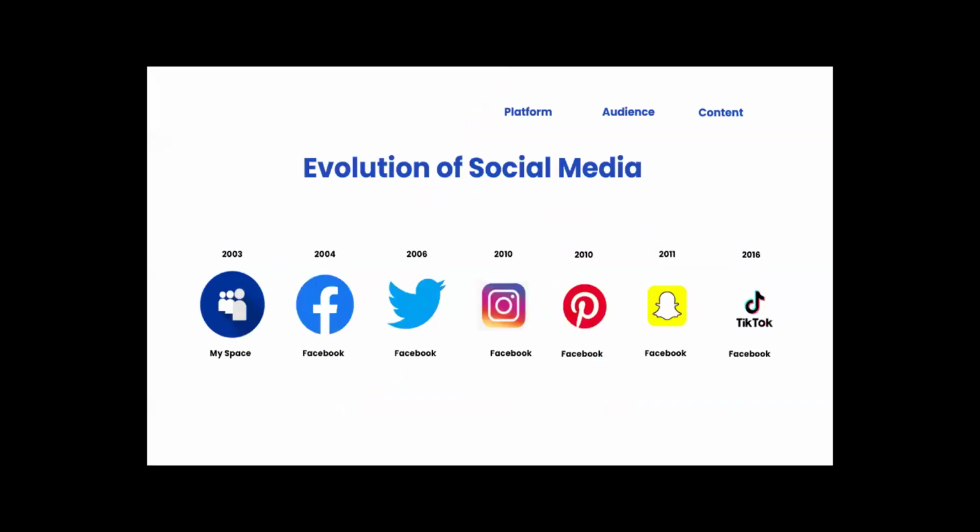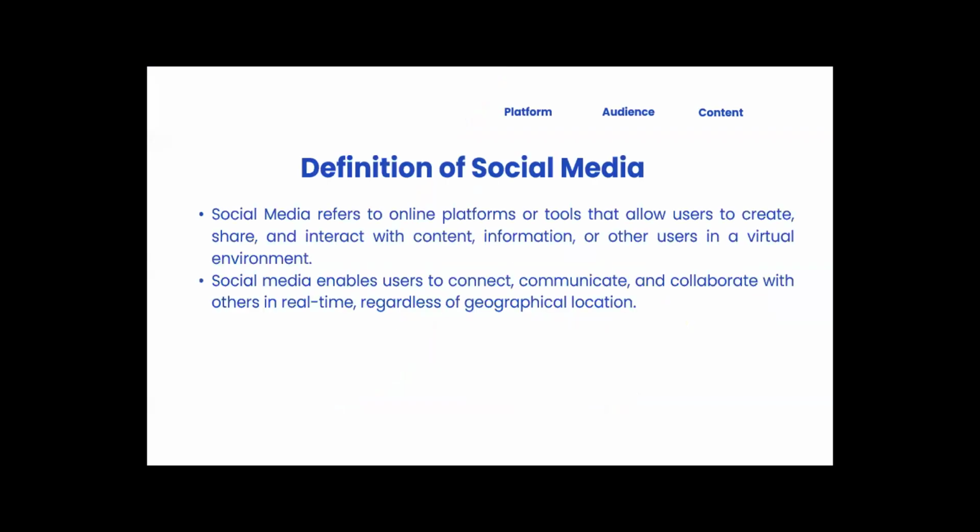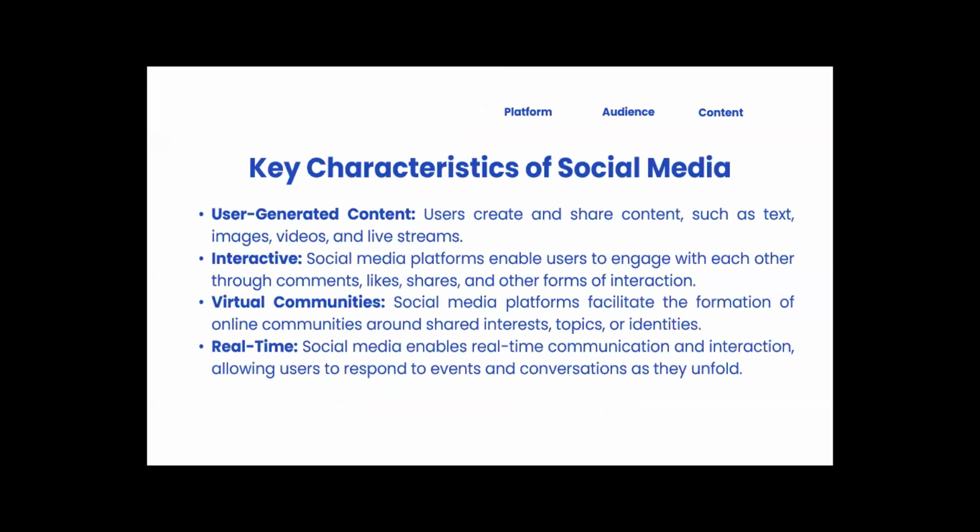We looked at the evolution of social media, the definition of social media, which refers to online platforms that allow users to create, share, and interact with content or other users in a virtual environment. And we looked at the key characteristics of social media: the contents are user generated. Every content you see on social media platforms is generated by the people on those platforms, and they are interactive. Social media allows you to create virtual communities, and it also fosters real-time communication.